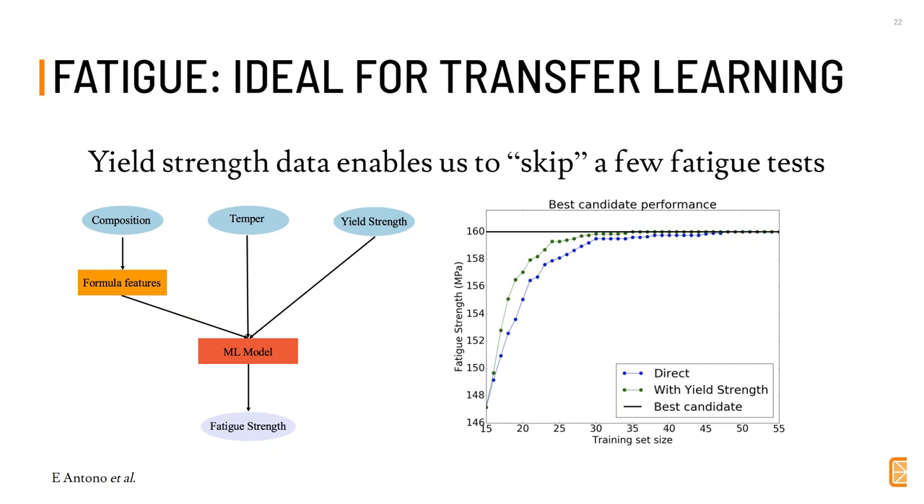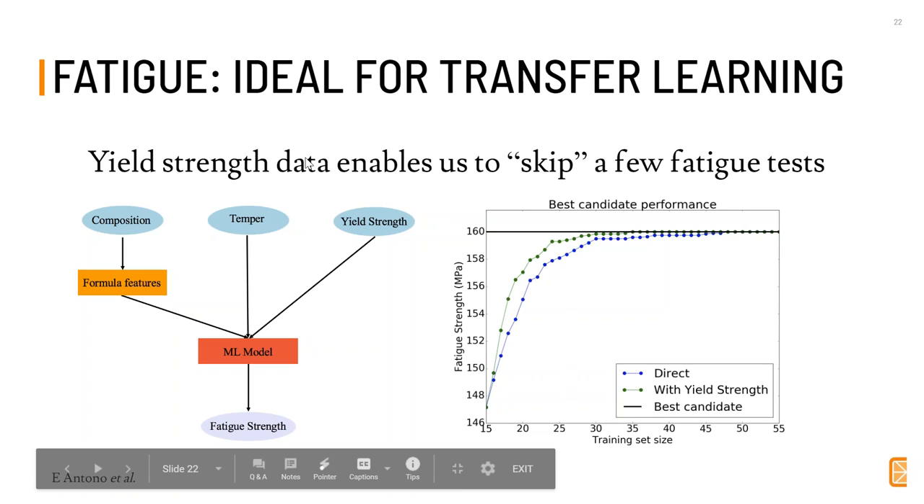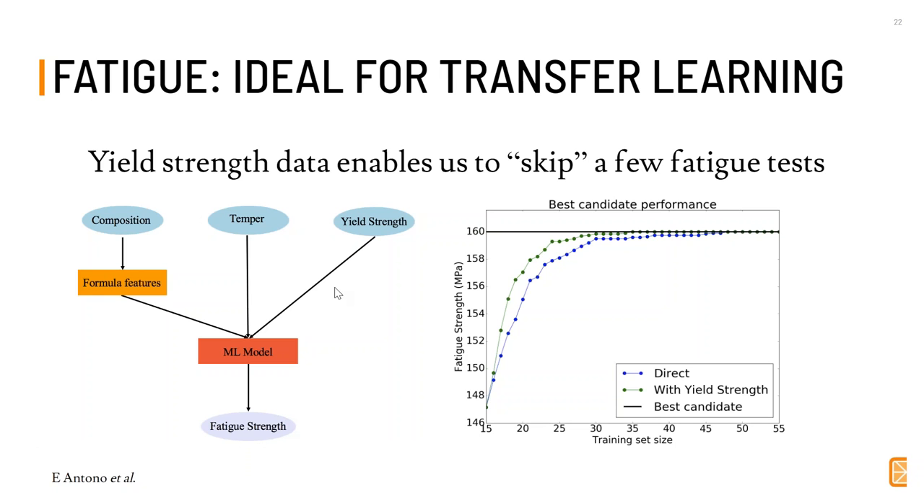So here's an example. This is sort of transfer learning. There's a little more graph up here, don't worry about it. But the idea is basically we have fatigue strength, we have yield strength. Once we've prepared a sample, we can probably measure both of them. If we include yield strength as a predictor for fatigue strength, can we learn more about the materials more rapidly?